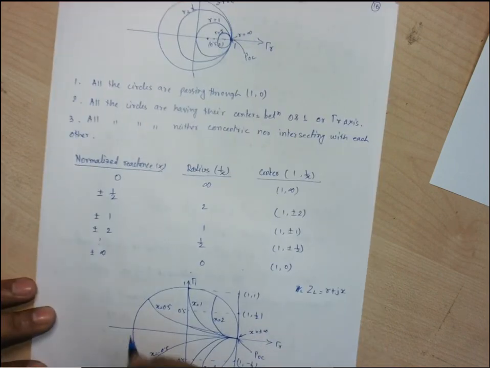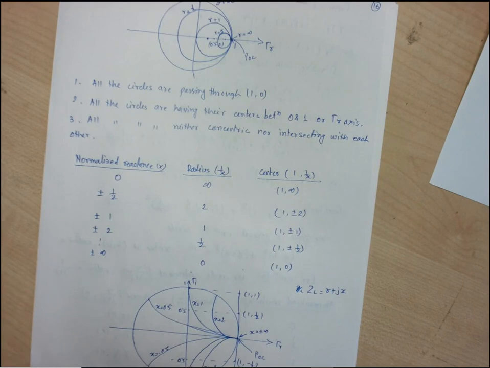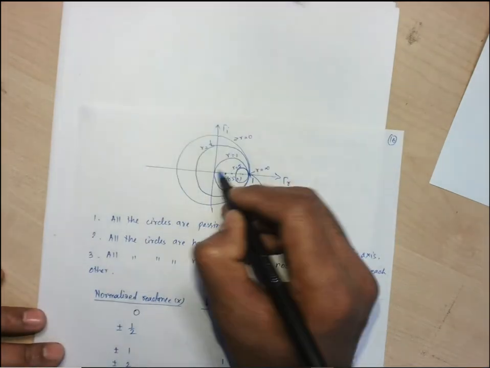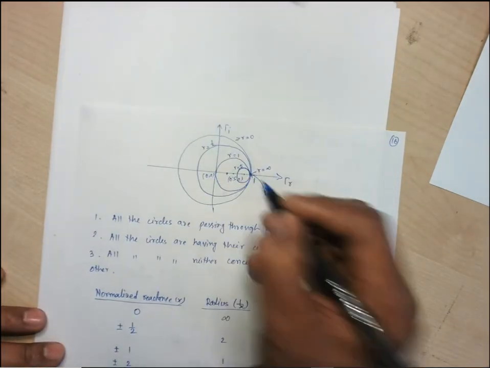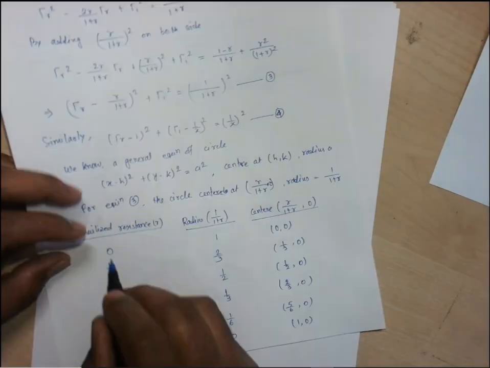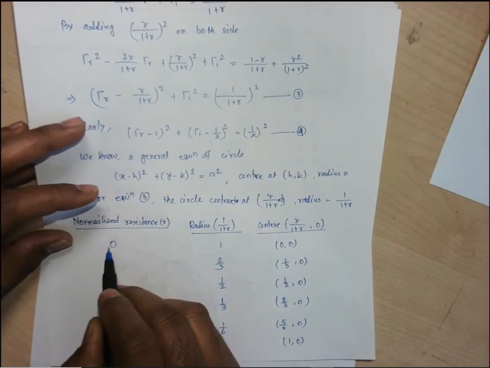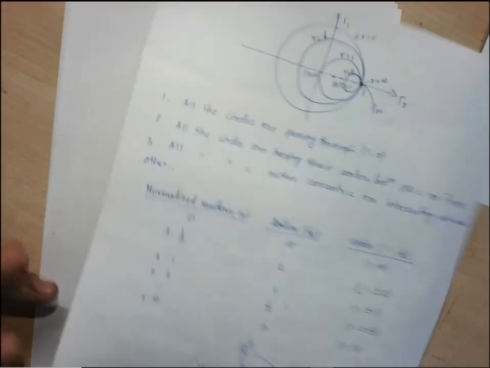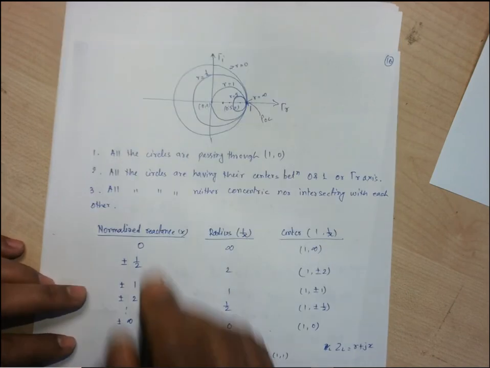This point is known as the short circuit point. Why? Because we have the normalized resistance 0, and the circle is centered at this origin. It is centered at 0 comma 0, and this is the 0 comma 1 point. So we have normalized resistance R equal to 0 with radius 1 centered at 0 comma 0. So we can say this is the point for the short circuit.